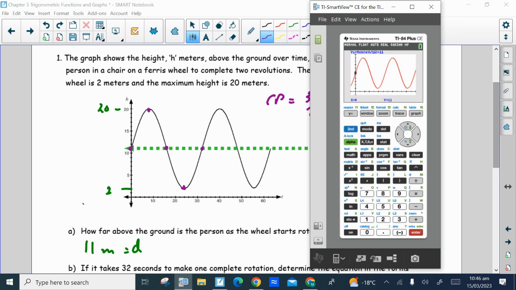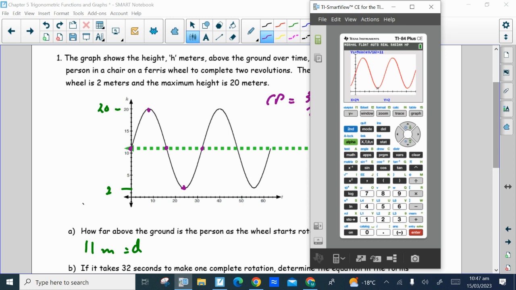And if we let x equal 0, that's our starting point, 0, 11. We said our critical points were every 8 minutes, so at 8 minutes we should be at our maximum, which is at 20, and we are. Another 8, which is 16 minutes, we're back to the middle of 11. Another 8 would be 24 minutes, we should be at our minimum of 2, and we are.